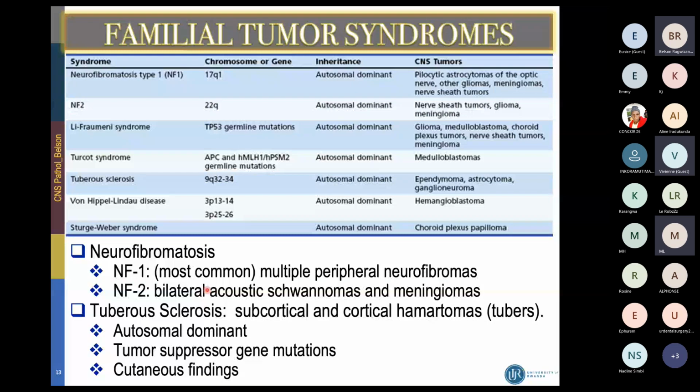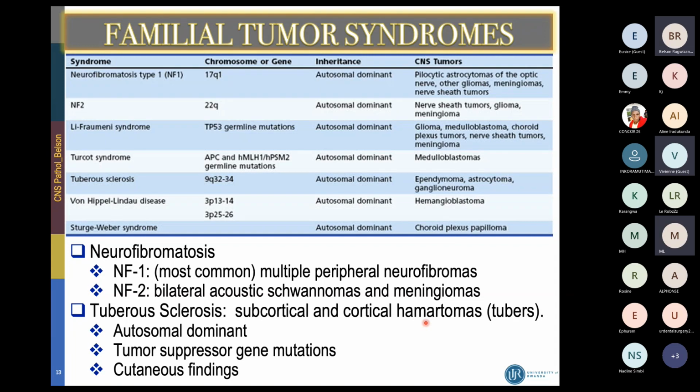In tuberous sclerosis, the patient presenting with this syndrome has subcortical and cortical hamartomas. They are called tubers, which is why the name is tuberous. Hamartomas, when we look at neoplasia, are things that look like tumors. But when you look at the histology, it is not a tumor. It is just an abnormal localization of a normal tissue. You may find smooth muscle, and then fat, and then fibrous tissue, mixed together, so we call it a hamartoma.